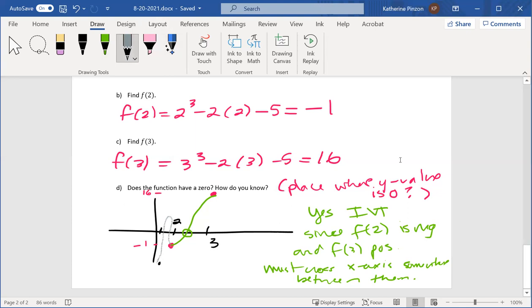So we say, does it have a zero? Yes, because at 2, the value of the function is negative. At 3, the value of the function is positive. It's continuous. So to get from negative to positive, you have to cross the x-axis. You have to have a zero.